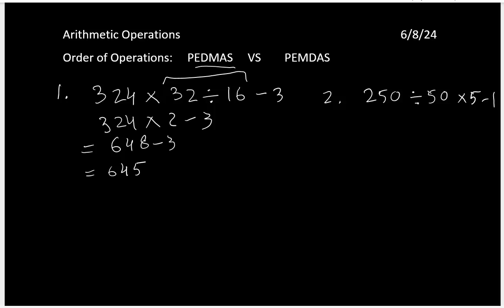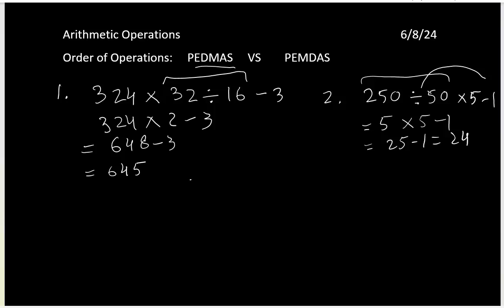We'll now work on the second question. So here you see 250 divided by 50, so you do that one first. So 250 divided by 50 will give you 5 times 5 minus 1. So that gives you 25 minus 1 equals 24. So we are done. But there is a possibility of making a common mistake when you are following PEMDAS. You may multiply 50 times 5, not following the order from left to right, and there is a chance of making a mistake. But when you're using PEDMAS, you don't have any problem.